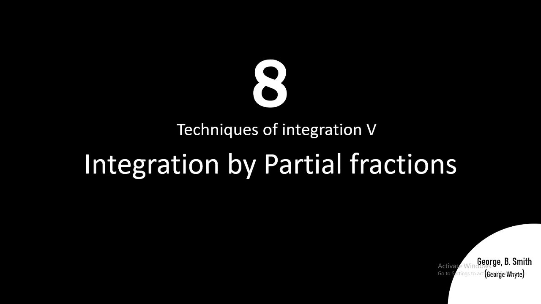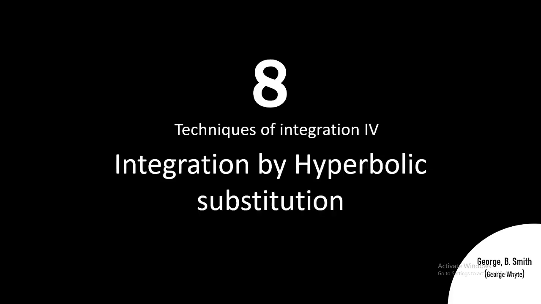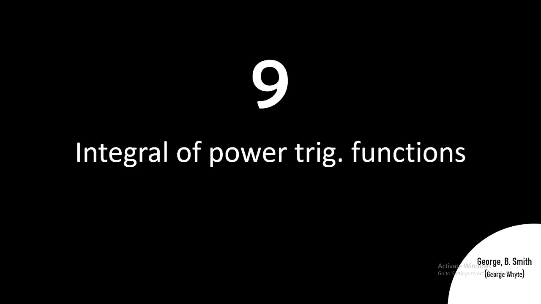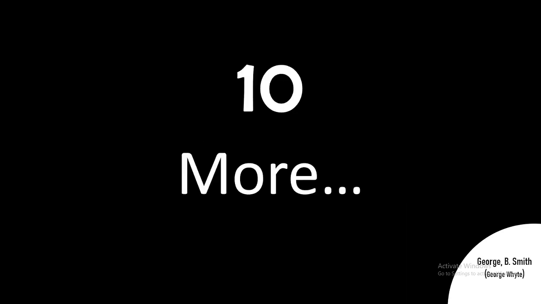Then thereafter, this is meant to be the 9th section, not the 8th, the 9th section. This is going to be integration by partial fractions. The 8th section is integration by hyperbolic substitution. This is the 9th section. Then we'll move down to the 10th section, which is integration of power trig functions. Thereafter, this is the 11th part.